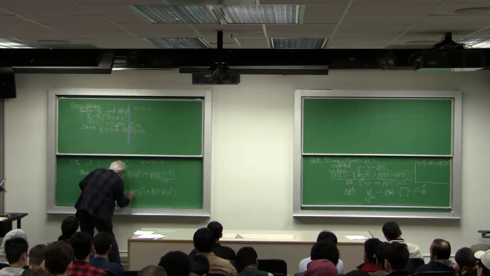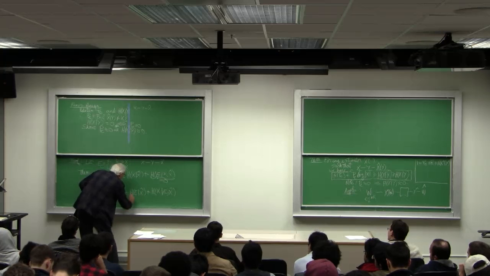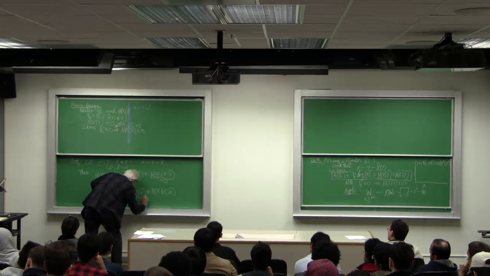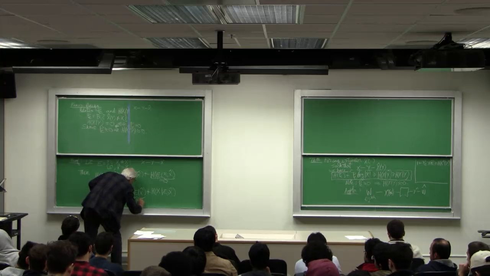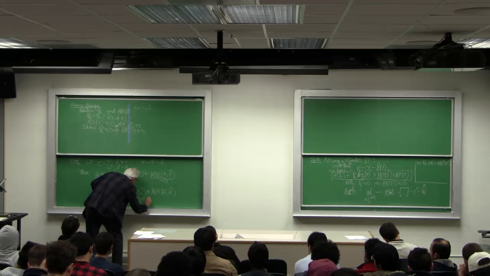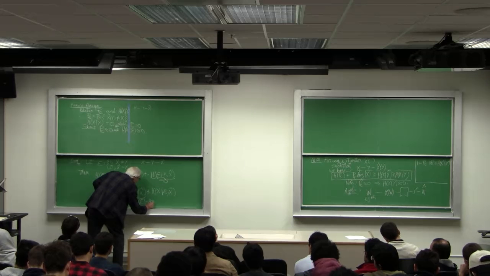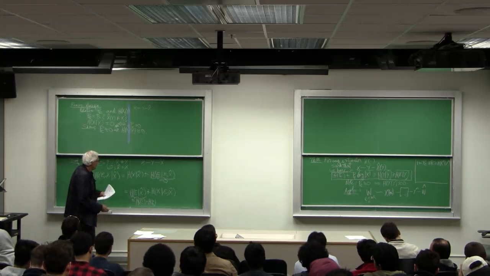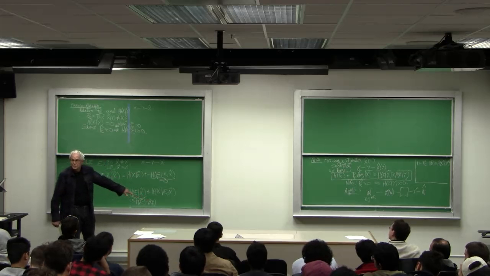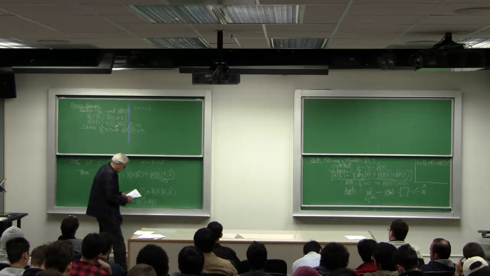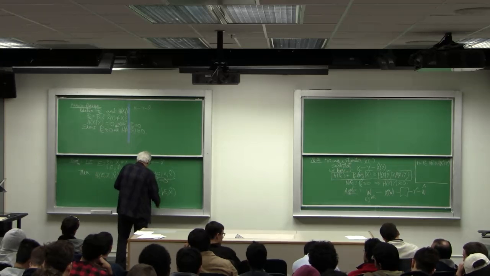Now, E is a binary random variable. In any case, let's throw away the conditioning. This is less than or equal to the entropy of E. And that, of course, is H of the probability of error. So this is less than the entropy of the probability of error. What about this term?